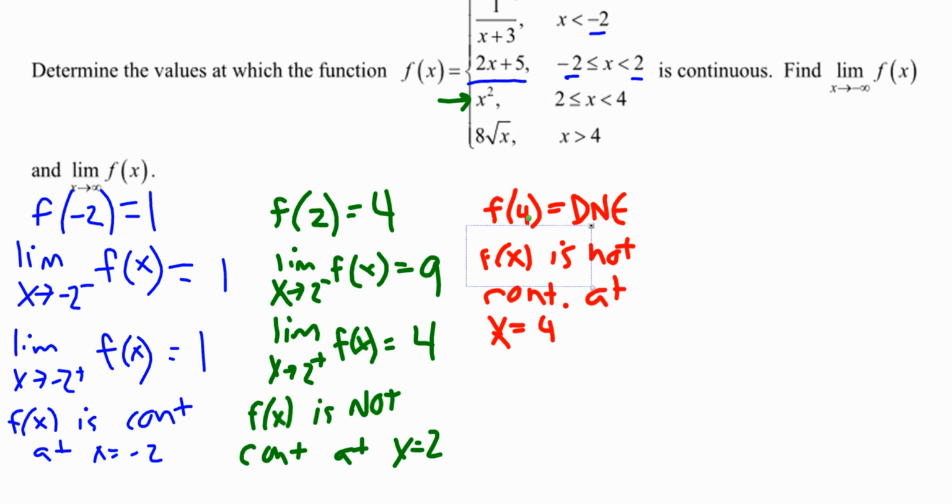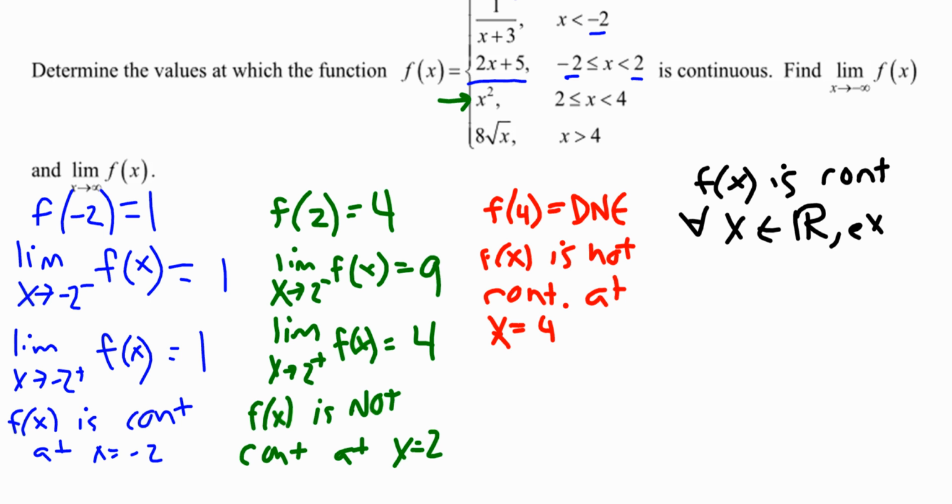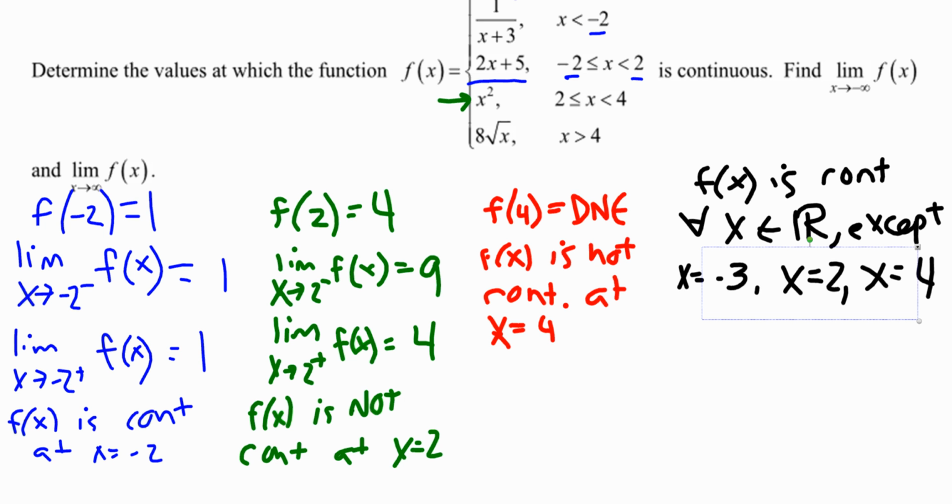Alright, so determine the values at which the function f of x is continuous. Let's answer that one. F of x is continuous for all x values, x real numbers, except x equals -3 because we have a vertical asymptote, x equals 2, and x equals 4. Everywhere else, it is continuous. Now let's finish this. Find the limit as x approaches negative infinity.